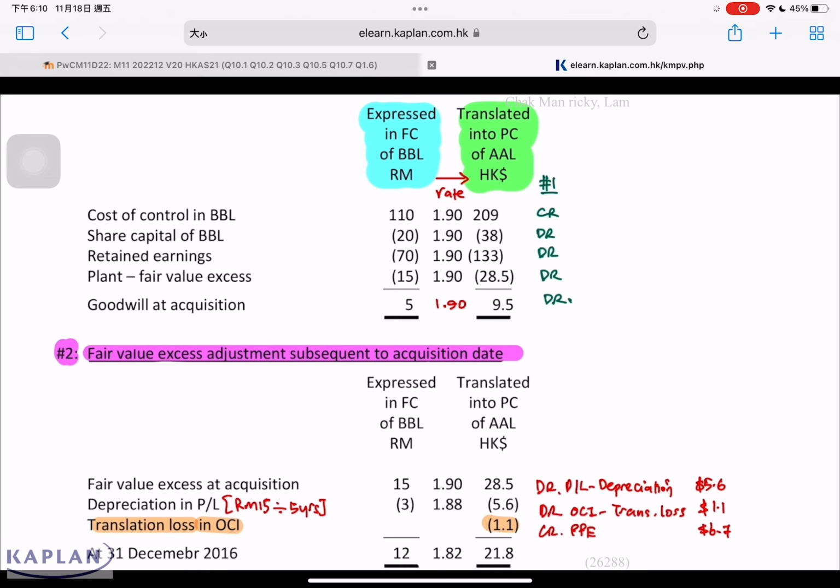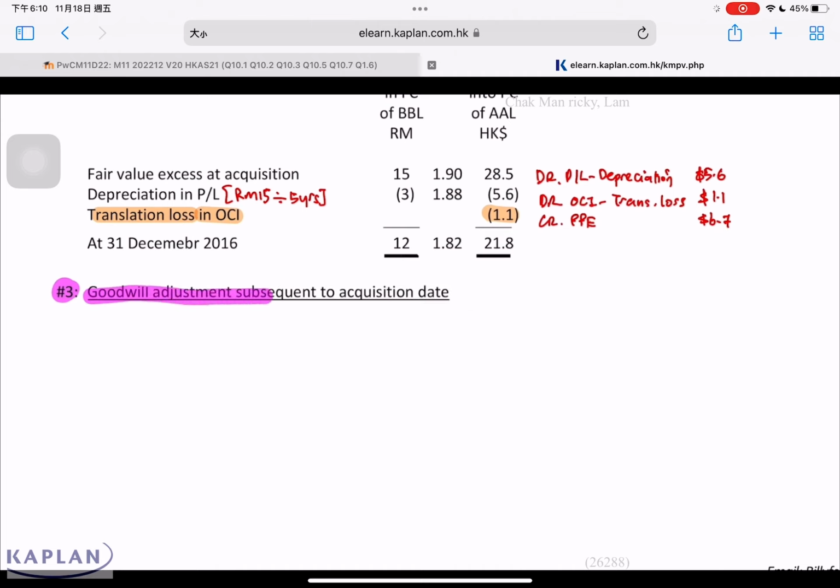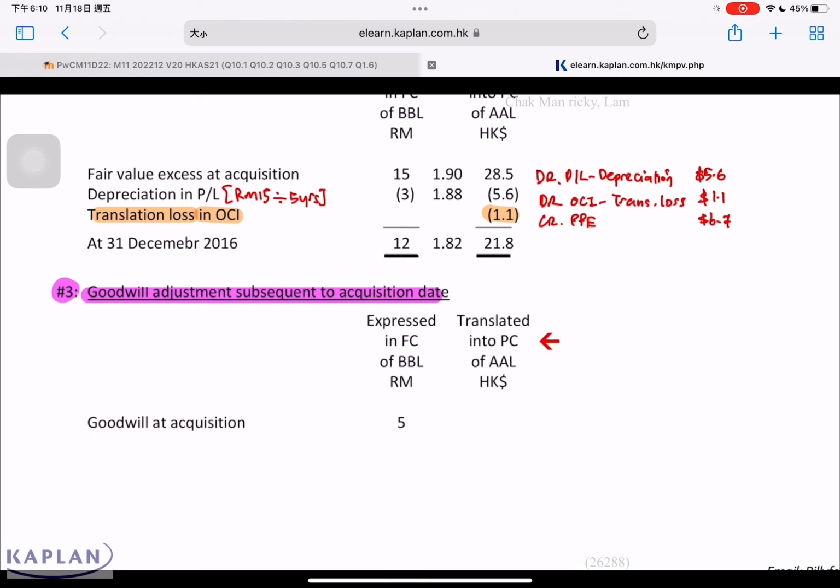The next item that we have to do is goodwill. We take the goodwill down again. Number 3, goodwill of BBL. It must be expressed in the functional currency of the subsidiary. At the acquisition date, the goodwill is equals to 5. And the first time we do translation, it will be translated using 1.9, the HK rate, equals to 9.5. This is the goodwill at the acquisition date.